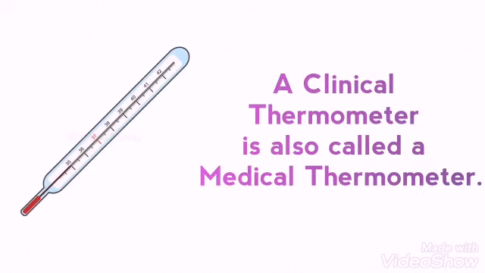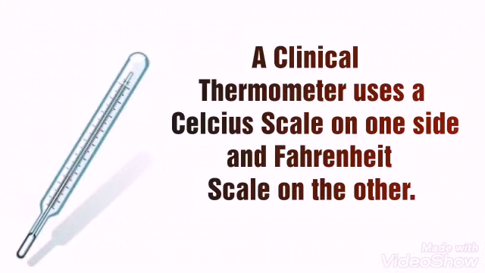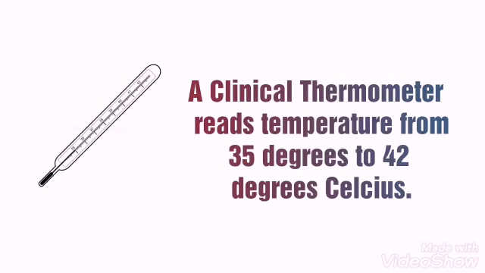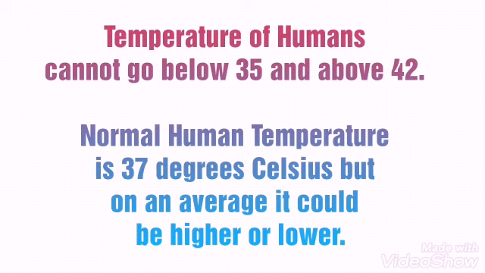A clinical thermometer is also known as what? Medical thermometer. Also called a medical thermometer. A clinical thermometer uses a Celsius scale on one side and a Fahrenheit scale on the other side. A clinical thermometer reads temperature from 35 to 42 degrees Celsius. The temperature of humans cannot go below 35 and above 42. Normal human temperature is 37 degrees Celsius.